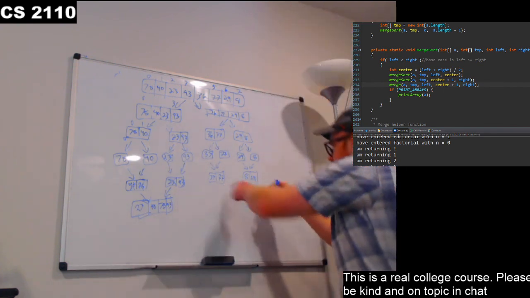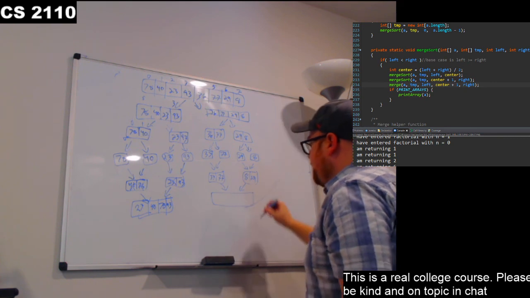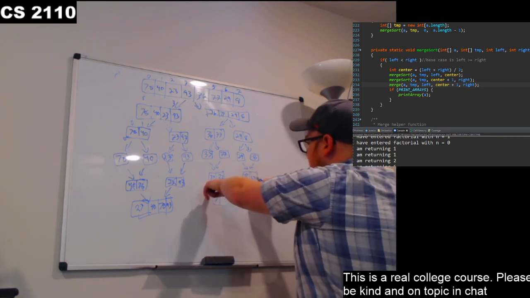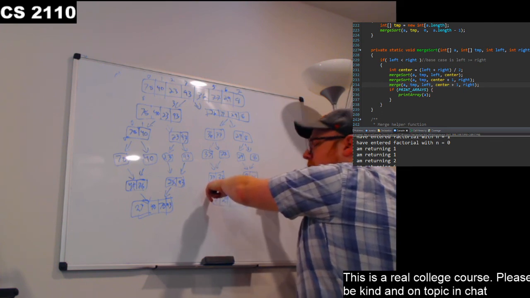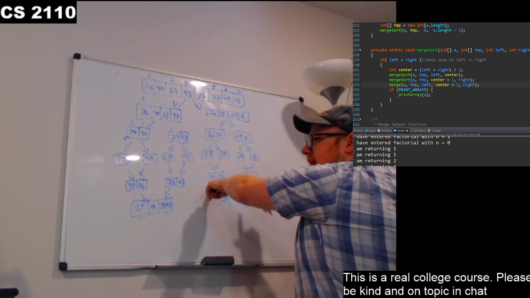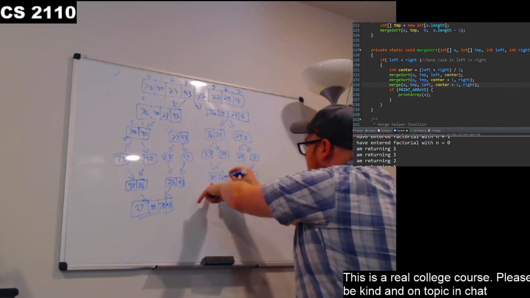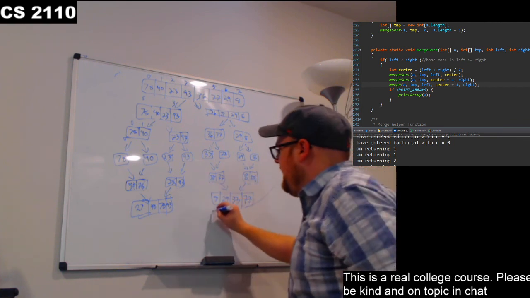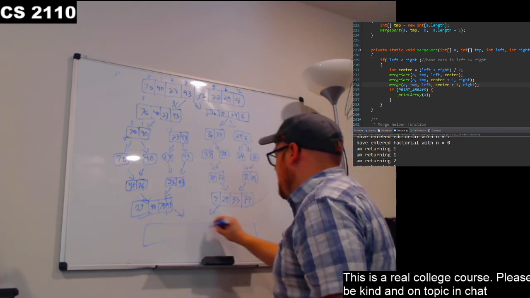We now need to merge these two. 8 is smaller than 33. 29 is smaller than 33. And now, since there's nothing left on the right side, we just copy the left side over one at a time. 33, and then 77. Now we merge these two halves into an array of size 8.